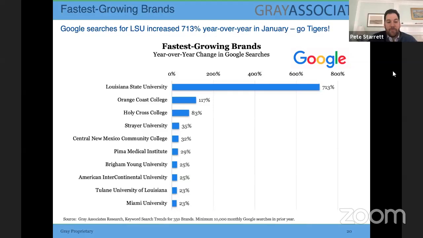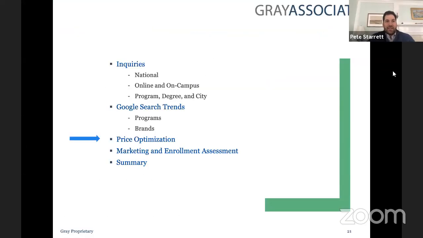So this gives you a sense of where your brand tracks compared to other brands. This can be very helpful information, and obviously you can drill down into the news to see specifically what might be driving some of these searches, which are not always a good thing when you see the growth in your brand searches. So that takes us through our demand trends.